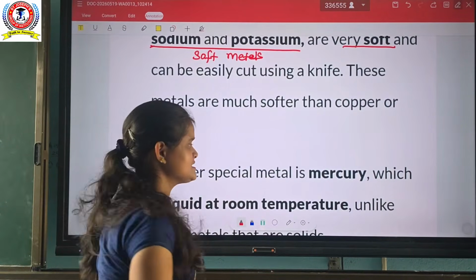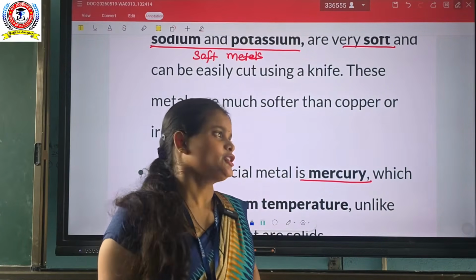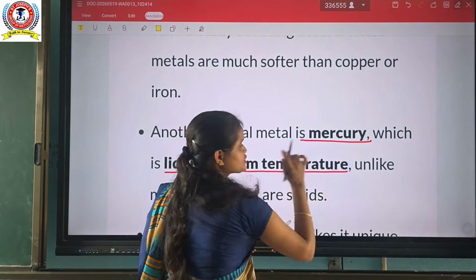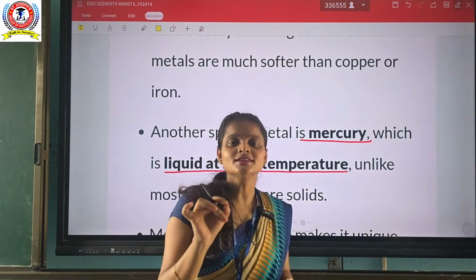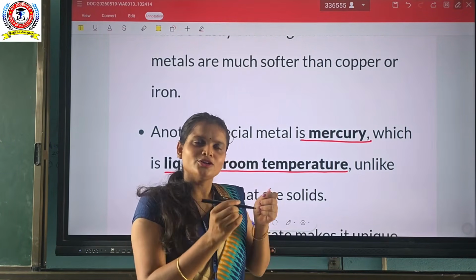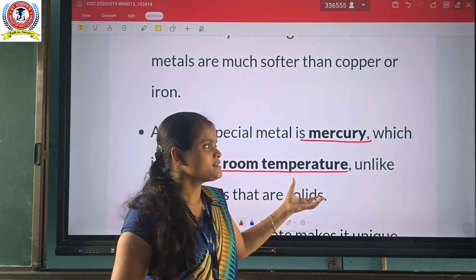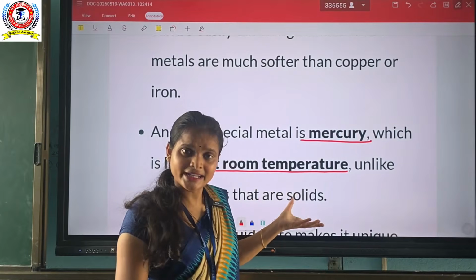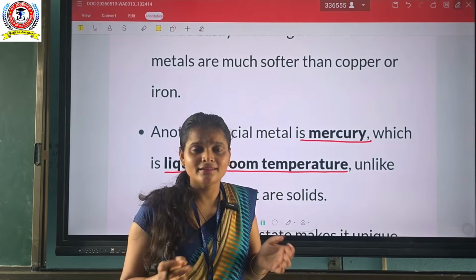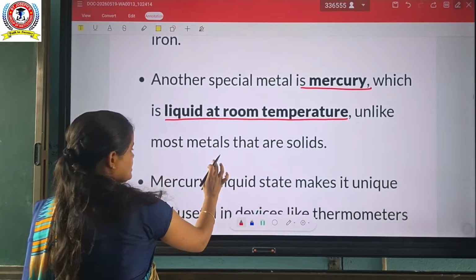Another exception is mercury. Is mercury a metal or not? Mercury is a metal which is liquid at room temperature. Mercury is mostly used in thermometers to measure our body temperature. So in a thermometer there is a metal we call mercury, and mercury is present in liquid form at room temperature. So it does not have the malleability property. It does not have a shining nature. Yes or no?